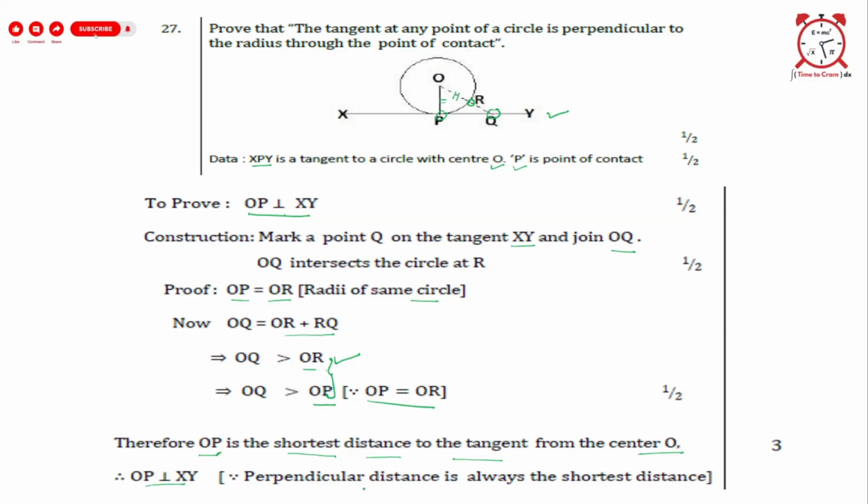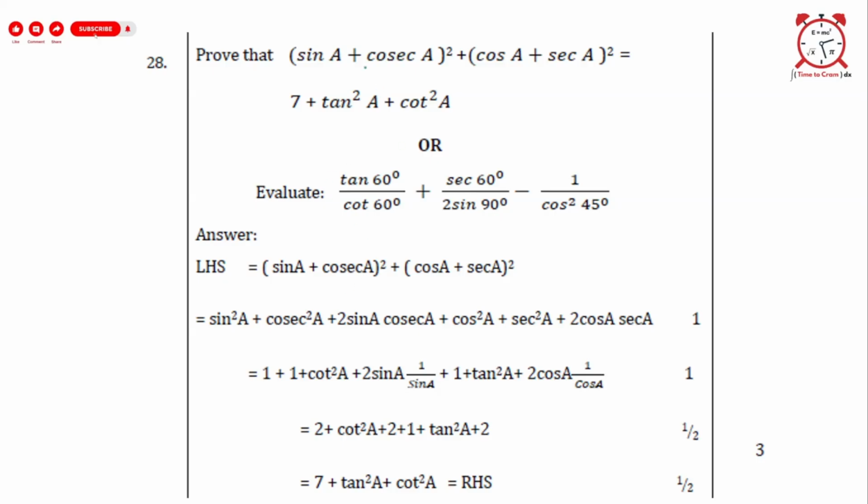We also have to write the particular reason that the perpendicular distance is always the shortest distance. Here also you can see marks allotment for the particular steps. So don't forget to write the answer step wise and get full marks for the questions. Okay, next question number 28. A very nice sum from trigonometry.